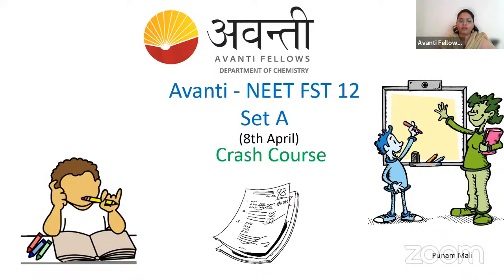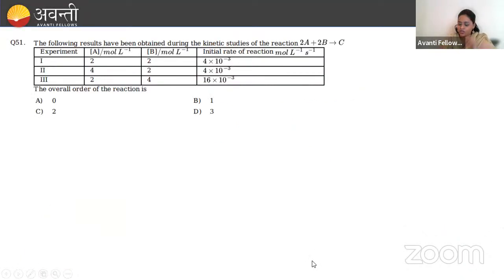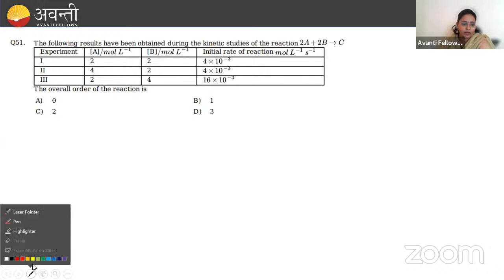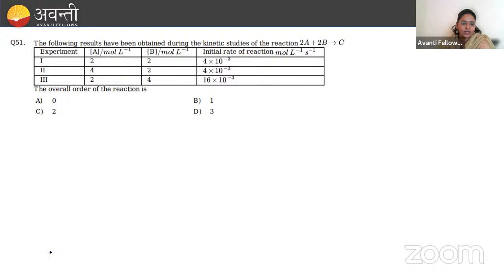So the first question was from chemical kinetics. Yesterday we talked about this type of question: how to determine the order of a given reaction. We have reactant A and reactant B, and their initial rates are given. There are 3 experiments done with respect to reactants A and B, and we are asked to find the overall order of the reaction.